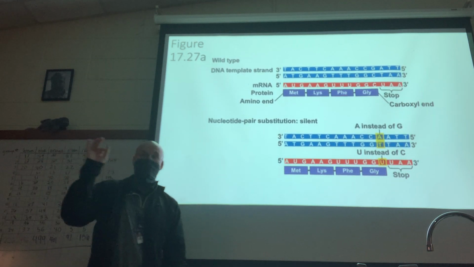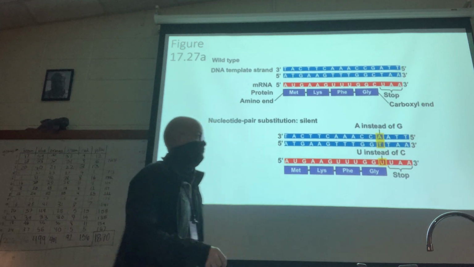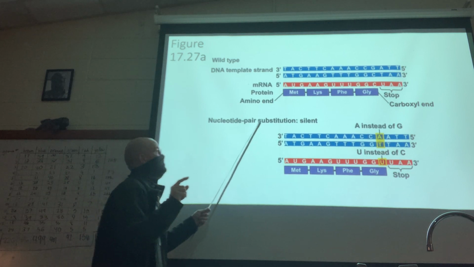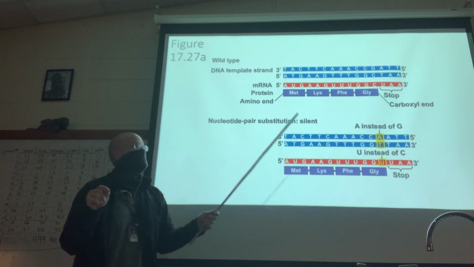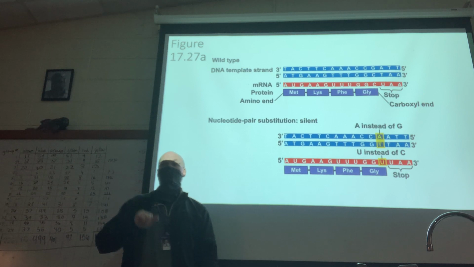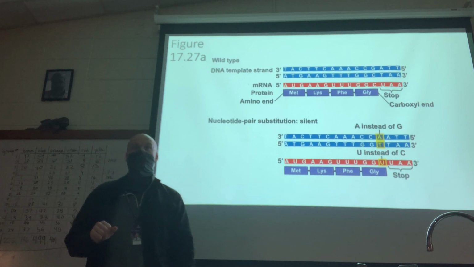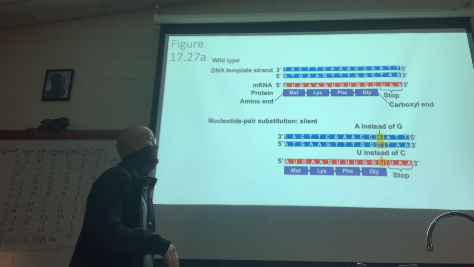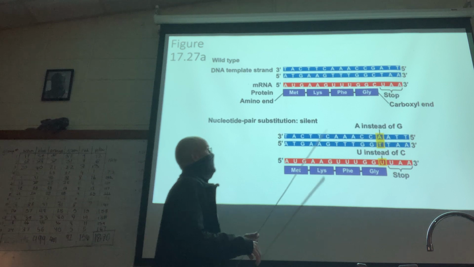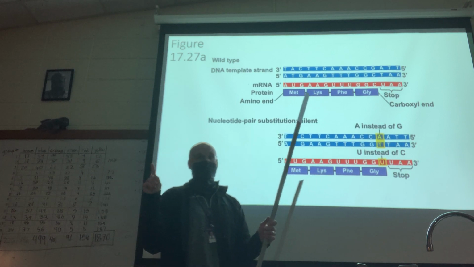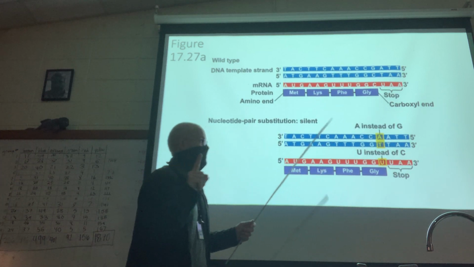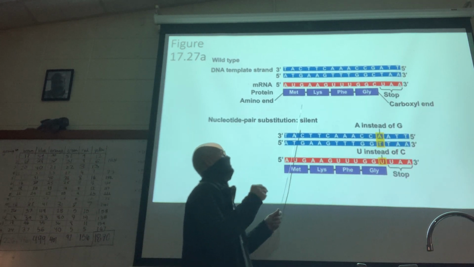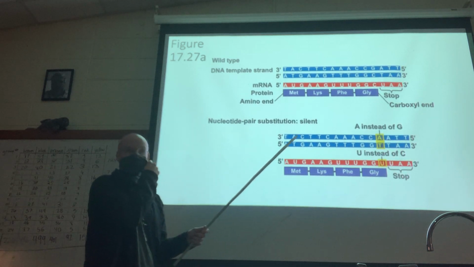There are a lot of ways you can change a message. So there is one type of mutation called a substitution. Substitution means you change a letter. Substitution just means you change a letter. Now, one thing that can happen when you change a letter, a type of substitution mutation, is called a silent mutation. And I'm going to show you what's happening here.